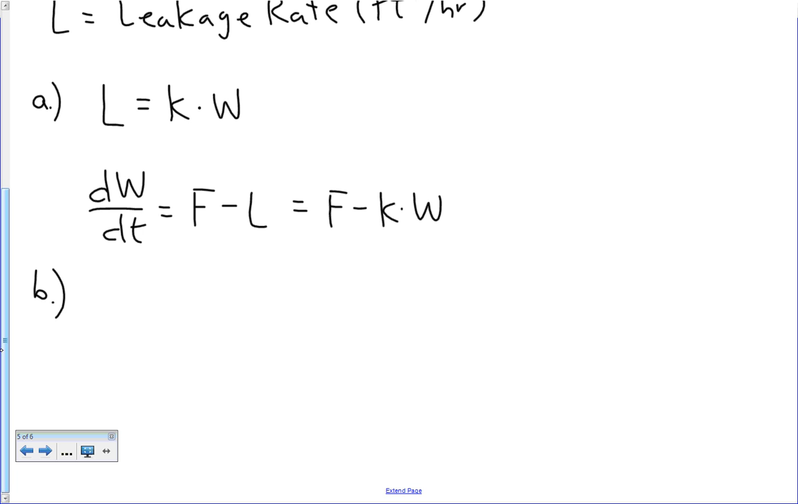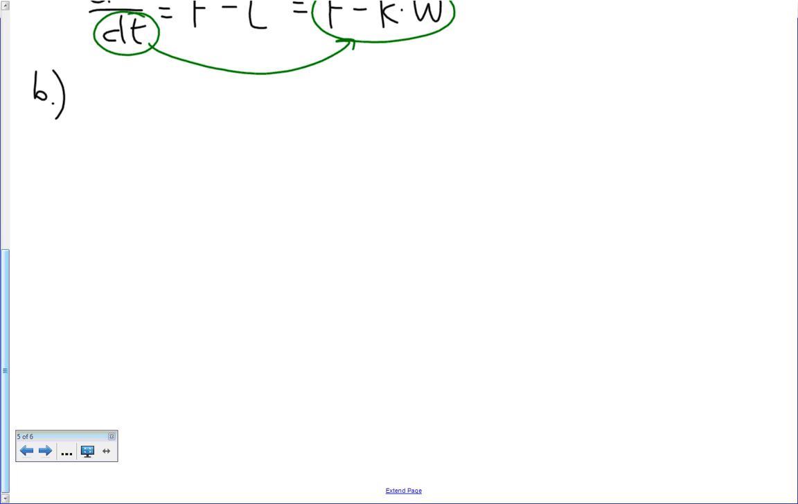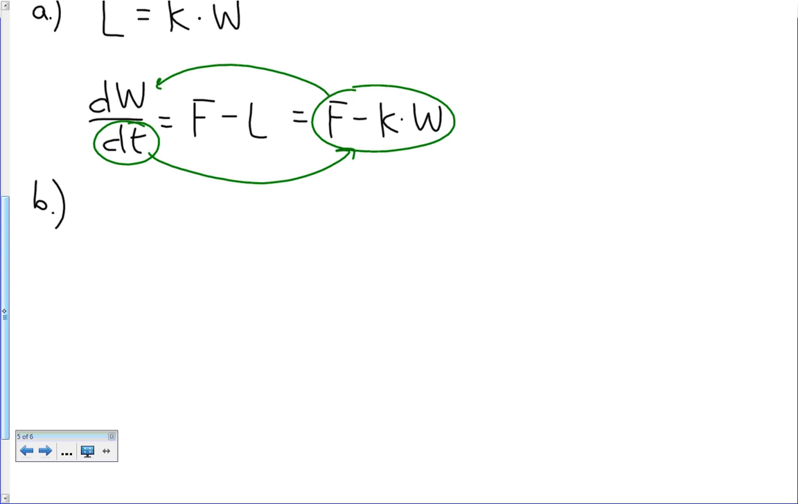In other words, I've got to take whatever's in the denominator here, the dt, and move it to this side. And then anything that has a W in it, which actually the whole thing does, I've got to move over to this side. I can only move stuff through multiplication and division. I can't add or subtract to do what I need. I need to be multiplying by my differential, so I have to use multiplication or division to do this.